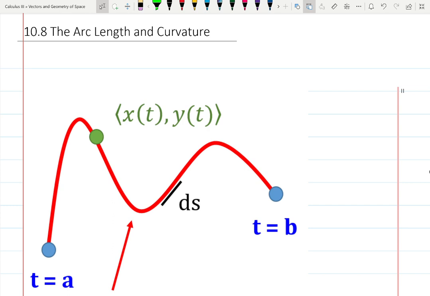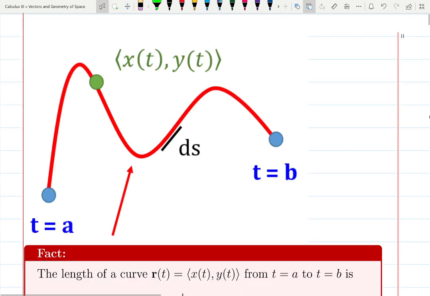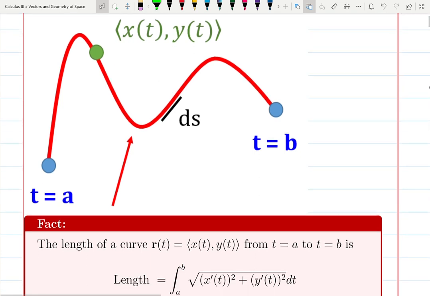We did not cover yet the arc length and curvature. Here's a nice graph, and just like in Calculus 1 and 2, we were teaching you this classical formula. That's not new. Square root, derivative squared plus derivative squared, and that's the integral from a to b. That's arc length before we went to vectors. So that's just a fact.